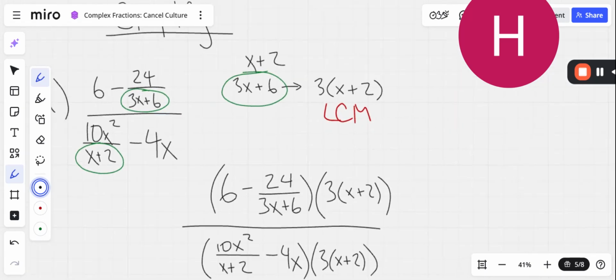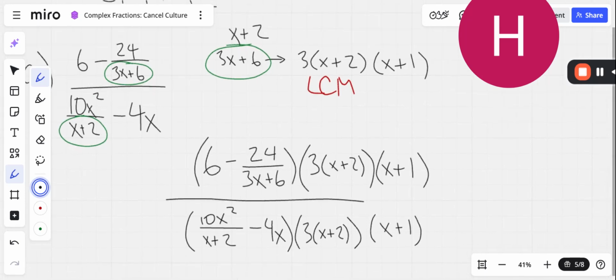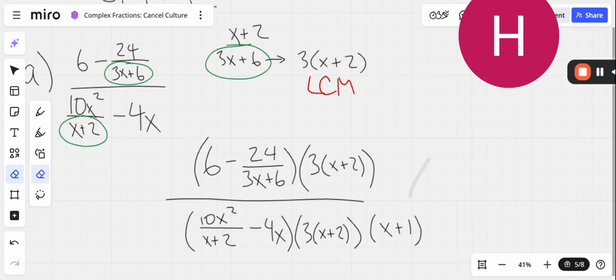If the least common multiple had more than this factor, like maybe an x plus 1 in there, I would also have to multiply by that on top and bottom, just to cancel one of the denominators. We want to make sure that we're multiplying by the least common multiple, which is going to have exactly what we need to cancel out.